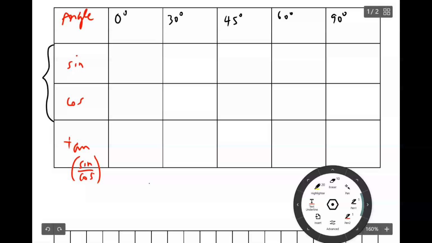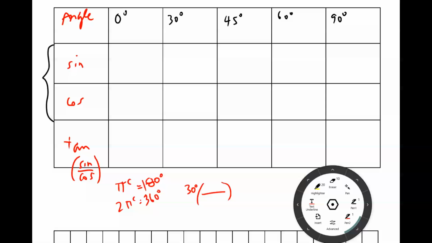Remember that pi radians is equal to 180 degrees, or 2 pi radians is equal to 360 degrees. Just memorize either one of those. And if I wanted to convert, for example, 30 degrees, I would multiply it times a ratio which is equal to 1. On the bottom of the ratio, I would put 180 degrees, and on the top of the ratio, I would put pi radians.